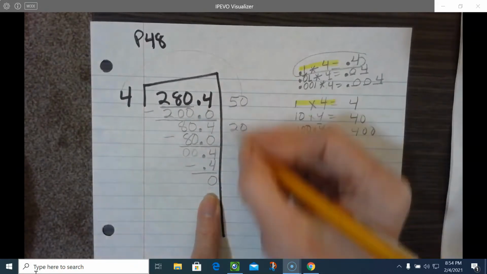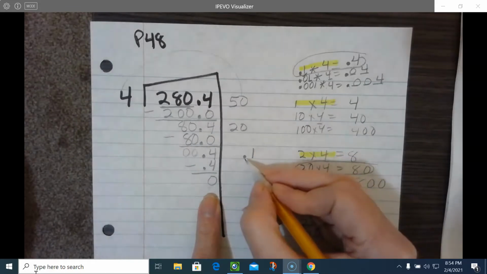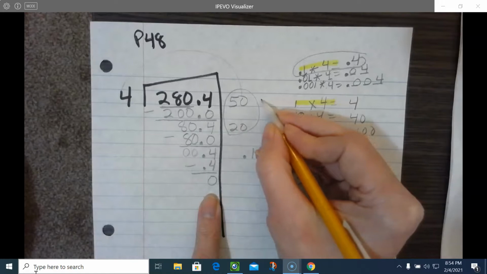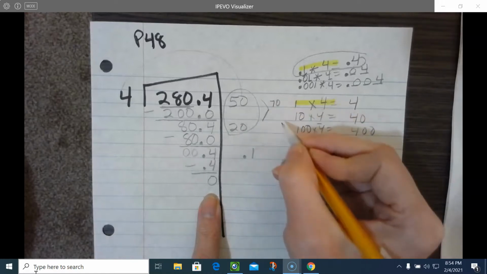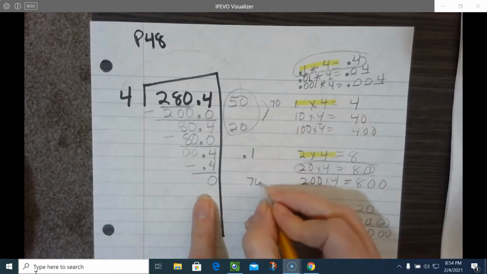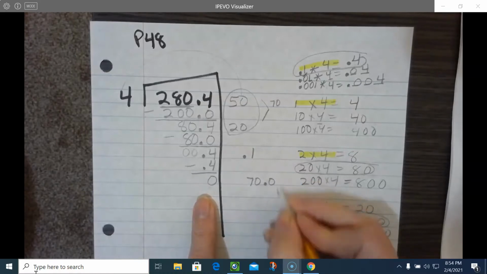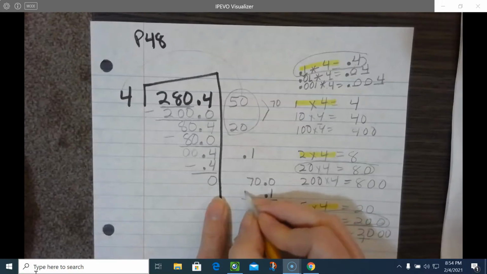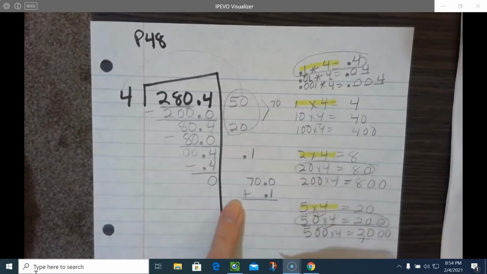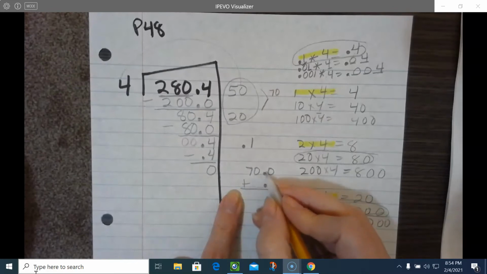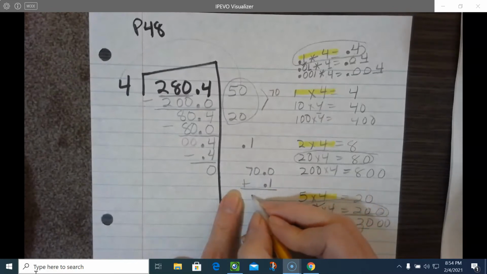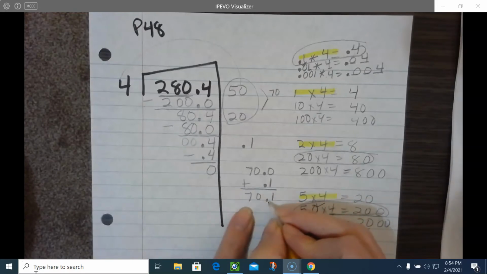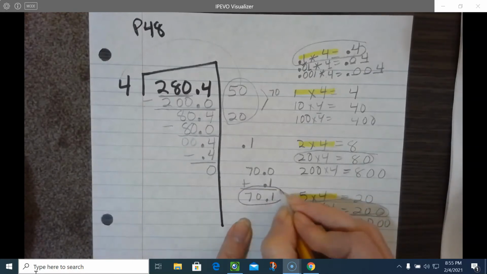Now I do need to add all of these up, but I do need to be careful because I am working with that decimal. So I know that if I add 50 plus 20, that's going to get me the whole number of 70. So I have 70.0, and then I need to add that 1/10th on. So you just have to be careful when you're adding these to just make sure that you line up the numbers in the correct spot. So my answer would be 70 and 1/10th.